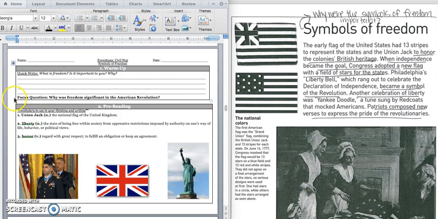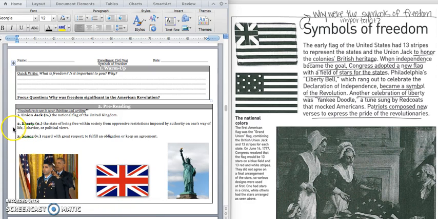Our focus question for today is, why was freedom significant in the American Revolution? Our vocabulary words are Union Jack, and that is a nickname for the flag of the United Kingdom or Great Britain. So you draw a line to this picture.